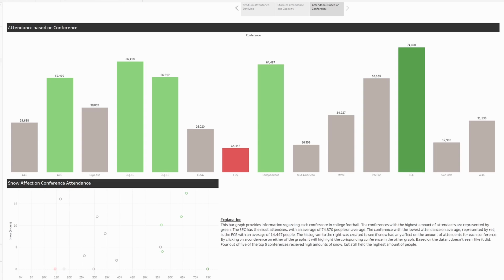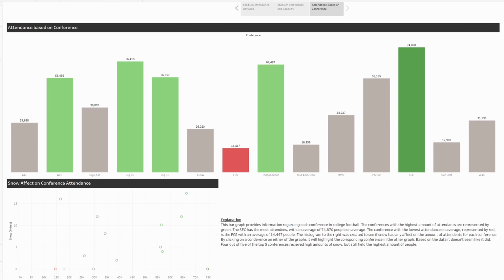This bar graph provides information regarding each conference in college football. The conferences with the highest amount of attendance are represented by green. The SEC has the most average attendees per game, with an average of 74,870 attendees per game. The conference with the lowest amount of attendance on average is the combined FCS conferences, with an average of only 14,447 people.